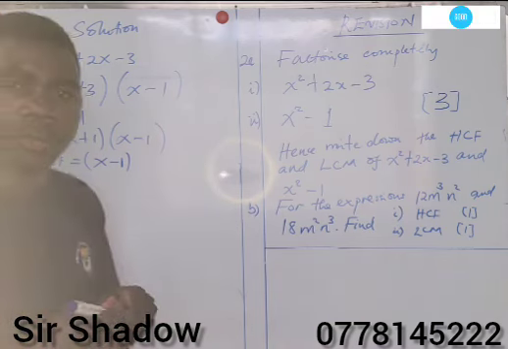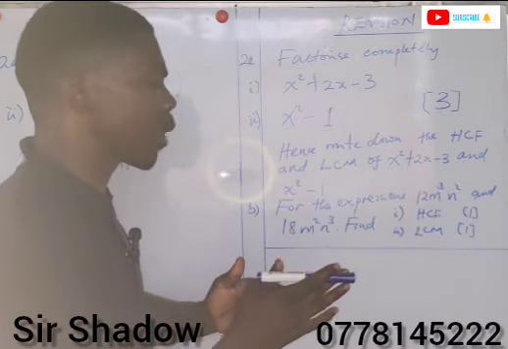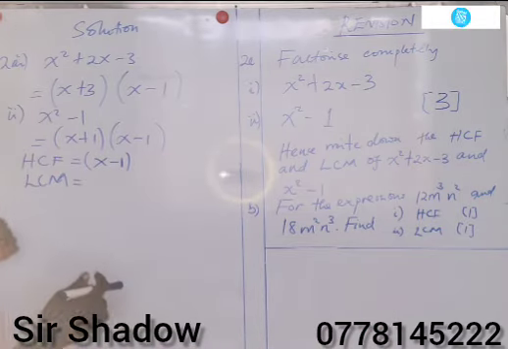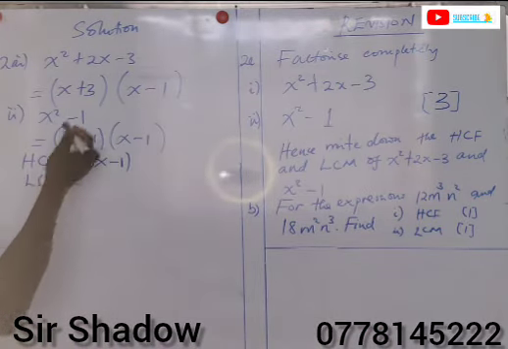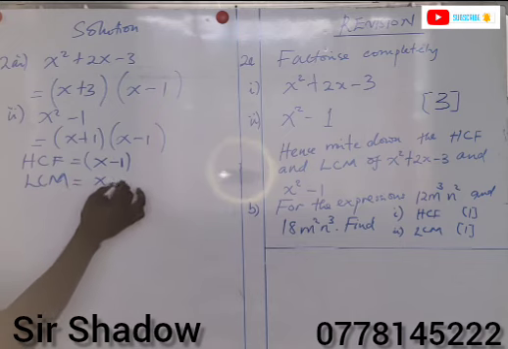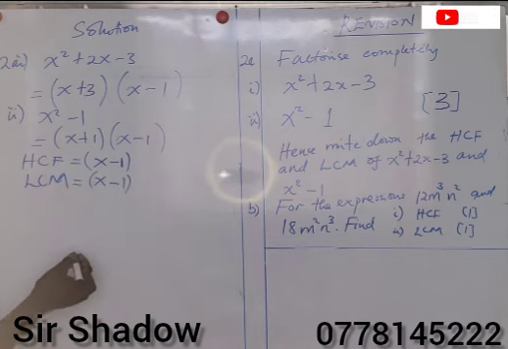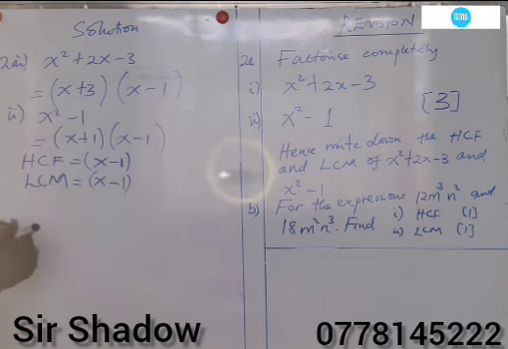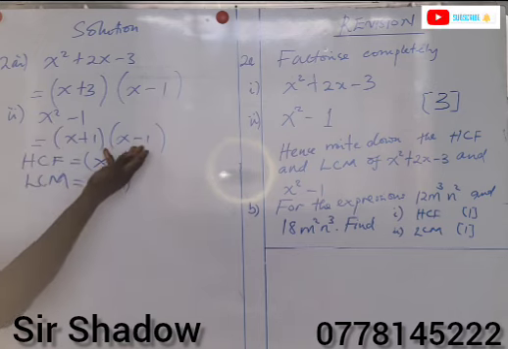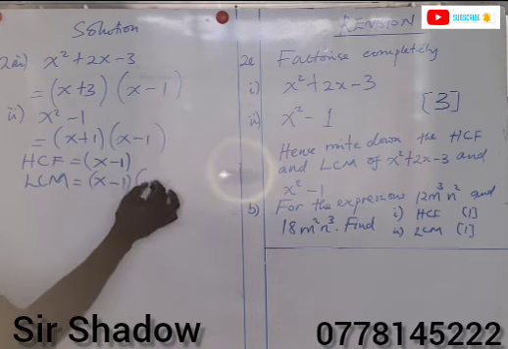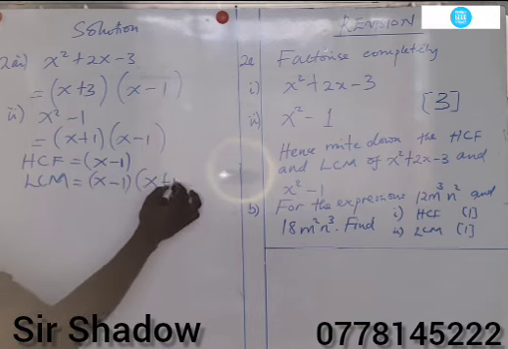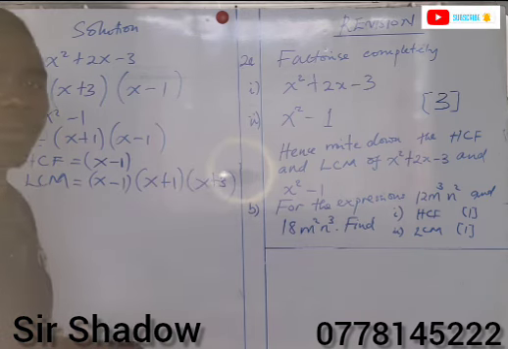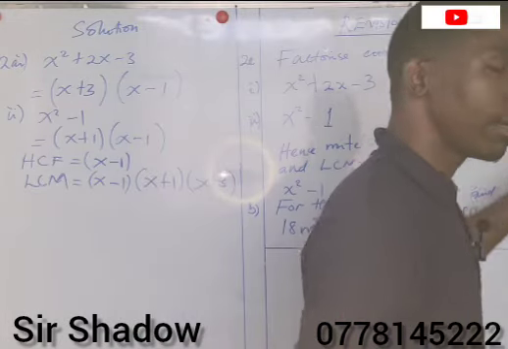Let's consider the lowest common multiple. Under lowest common multiple, we are taking everything, but we are not repeating what we have written already. Let's first take what is common. What is common is x minus 1. So we have written this x minus 1. Then we also have x plus 1. Then also we have x plus 3. So this becomes our lowest common multiple for this given question.